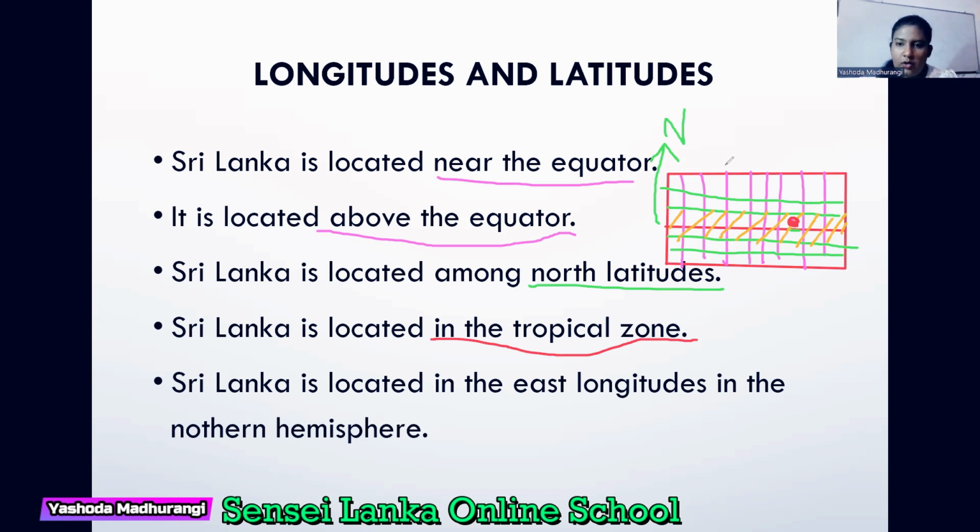Sri Lanka is located in the east longitudes. Now we are coming to longitudes. If we consider this is 0 degree, the Greenwich line, from this 0 to this side, they are the eastern side. East longitudes are there.